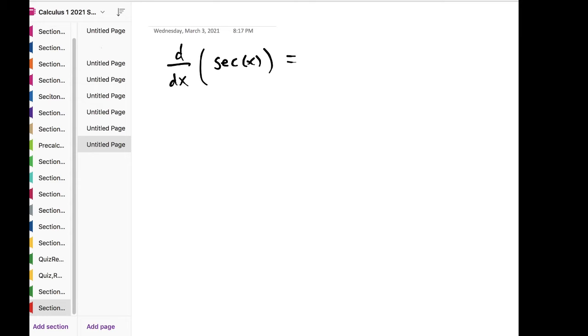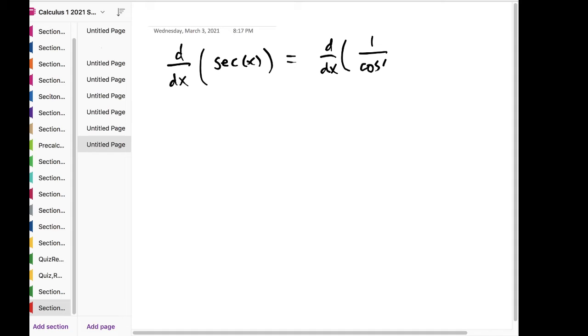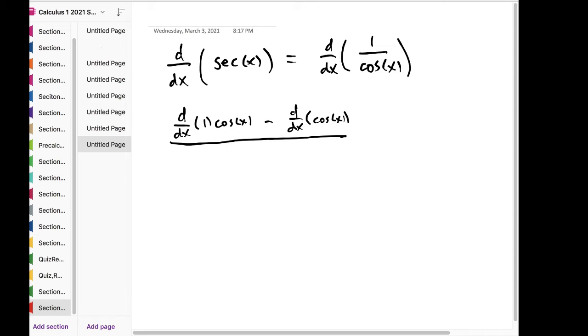Okay, how about secant? What is secant? Yeah, 1 over cosine. Okay, so let's do the derivative. Okay, what's the derivative of 1? Yep. And what's the derivative of cosine? Negative sine. Good. So what do we get? We get 0 and then plus sine, because we have a minus minus.